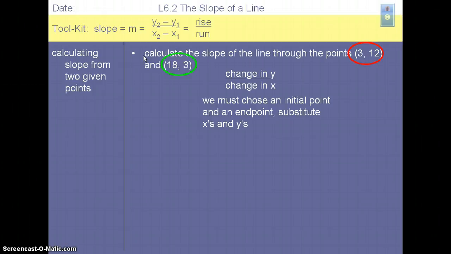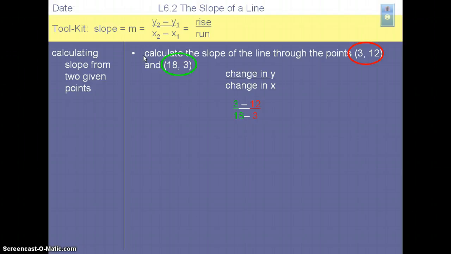I chose green for the starting point, the initial point, and red for the end point. So now we'll change in our values. It looks like we've got a 3 minus a 12, so this is my y2, my y1, and an 18 minus a 3, my x2, and my x1. So we're being consistent here.